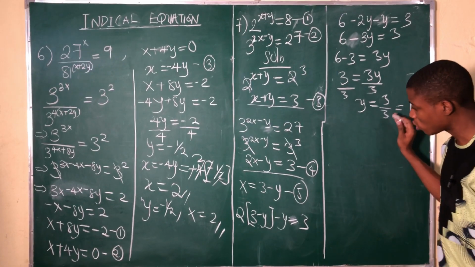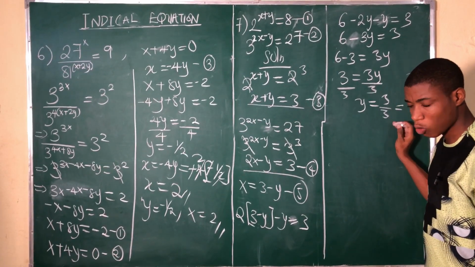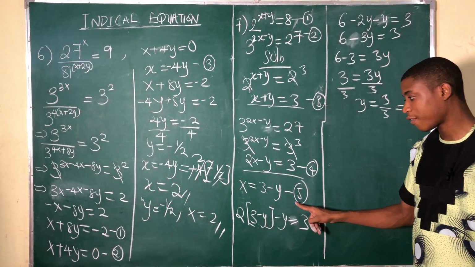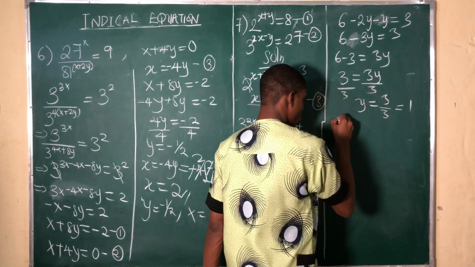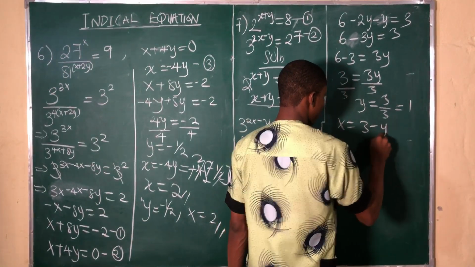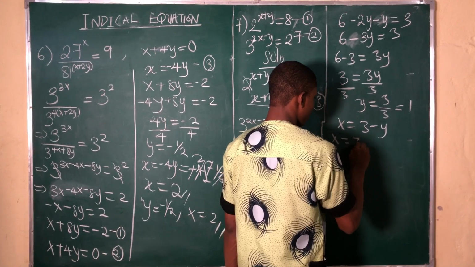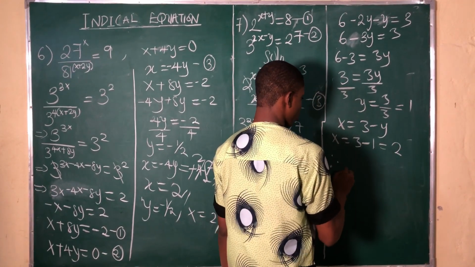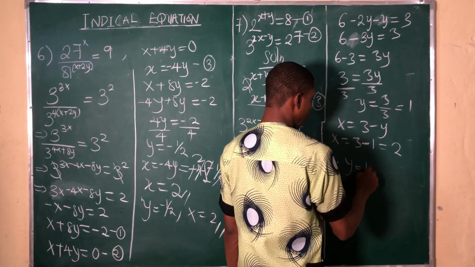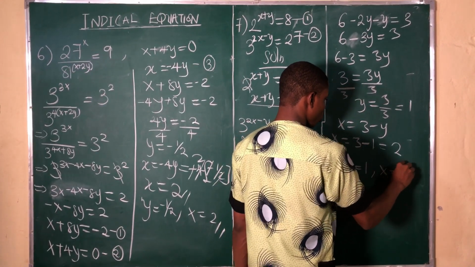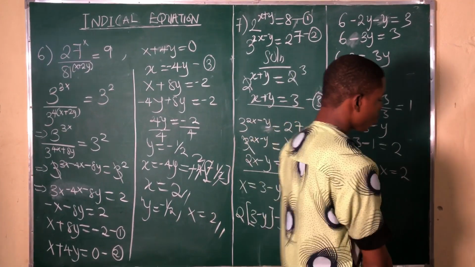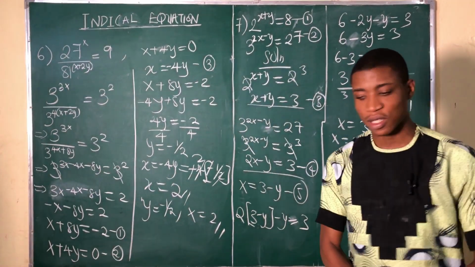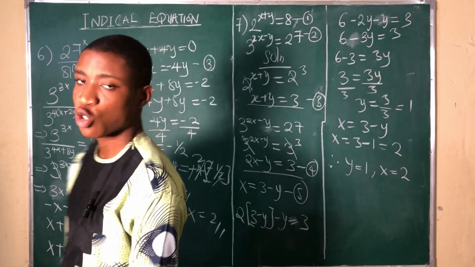We're going to substitute y is equal to 1 into equation 5. We know that x is equal to 3 negative y. So we have x is equal to 3 negative 1. This becomes 2. So therefore, we have y as 1 and x as 2.